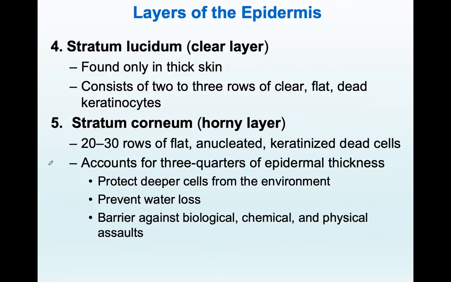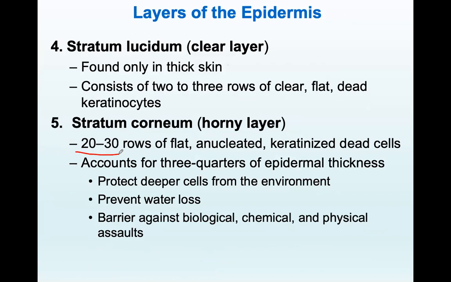A stratum corneum, which is the top layer, is again typically between 20 to 30 layers. As I mentioned, anucleated means they have no nucleus. Basically, you get rid of it. There is no need if the cell is dead. They are protecting the underlying tissues. They are preventing water loss. And they are the best protection from allowing anything outside to get into your body.